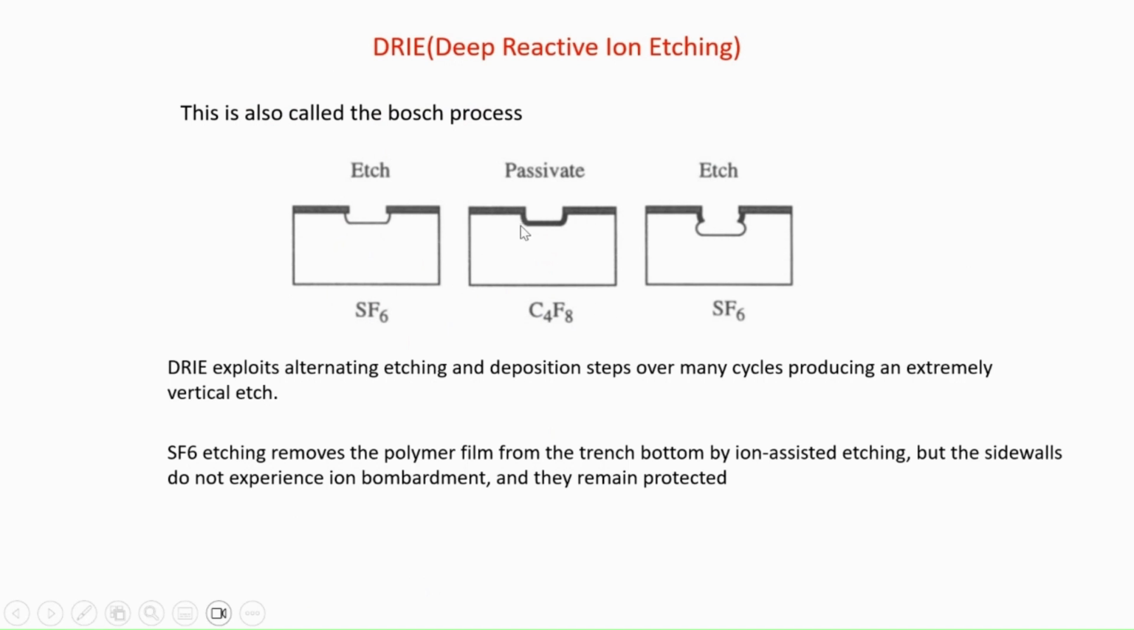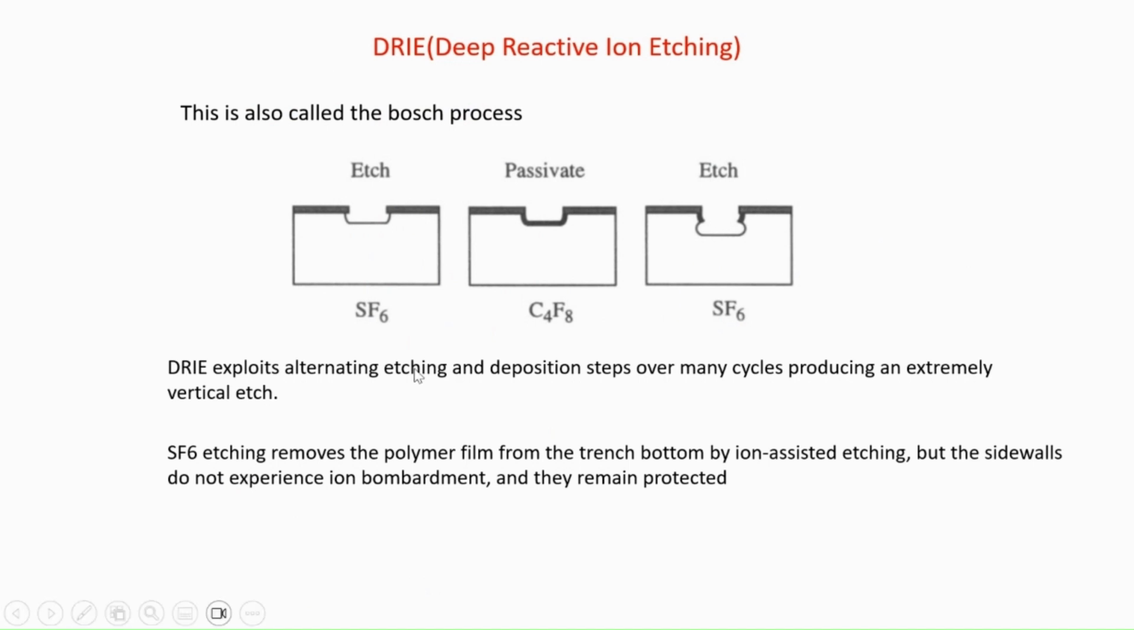That means the next time you etch, it can go in this direction, so you can't say it's etching only in this direction. One cycle goes like this: it etches, C4F8 passivates, then it etches again with SF6. Because of the passivation on the sides, etching doesn't proceed in that direction. So by different cycles of etching and deposition with C4F8, you get vertical walls.